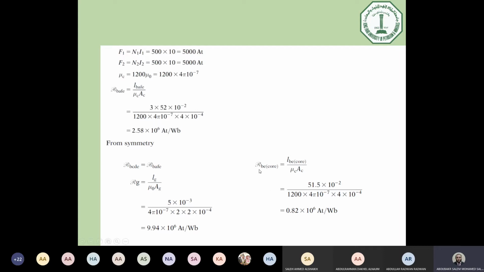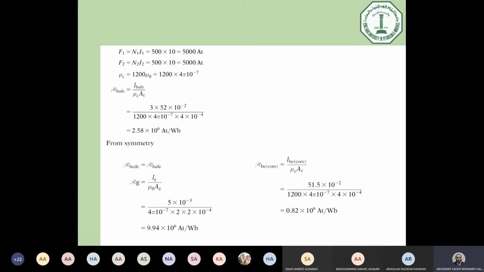As you can see here, the limb BE, which is the central one, equals L of the BE, but for the core part, excluding the part of the air gap, which is 0.5 centimeters. So the length will be 51.5 centimeters. You have to multiply by 10 to power minus 2, and this is the core permeability, the relative permeability, and the cross-section area. So now we could calculate all of the reluctances in our circuit.